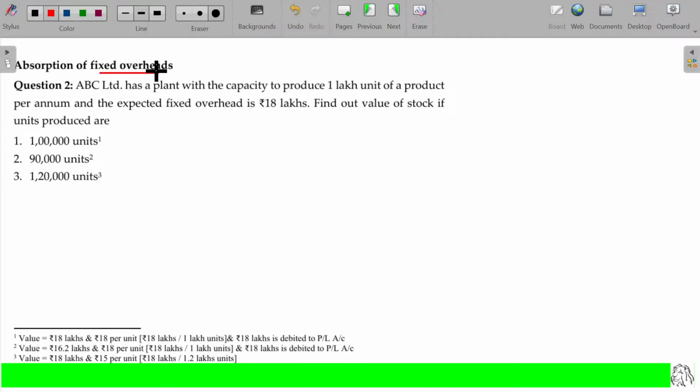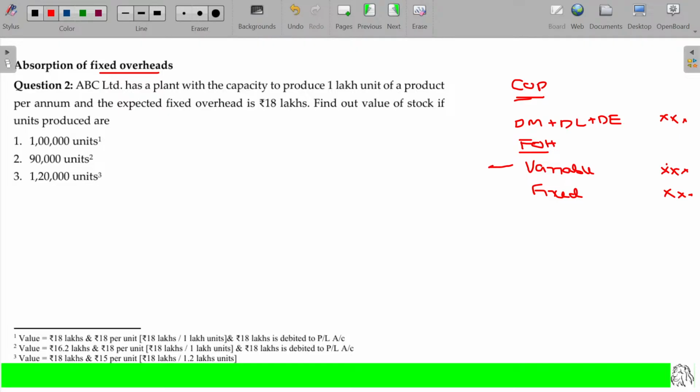Absorption of fixed overheads. How can you calculate the cost of production? Cost of production can be calculated this way. Direct material, direct labor, direct expenses, all these put together make the prime cost. Am I right? In case of manufacturing overhead, or factory overhead, production overhead, variable overhead should also be added and fixed overhead should also be added.